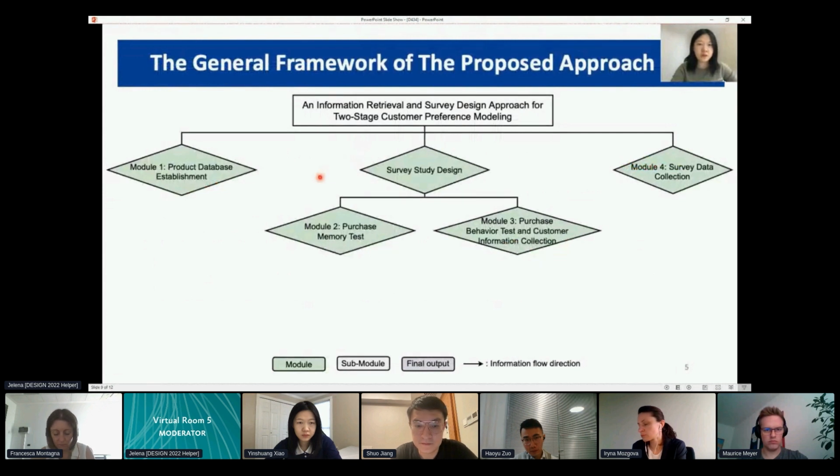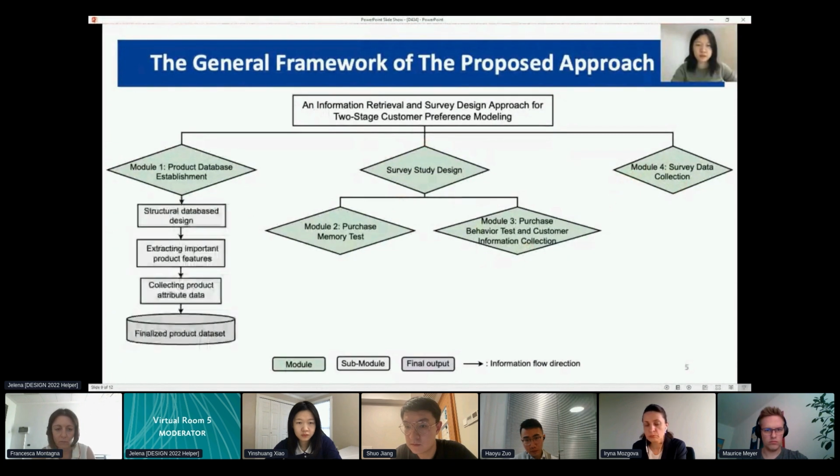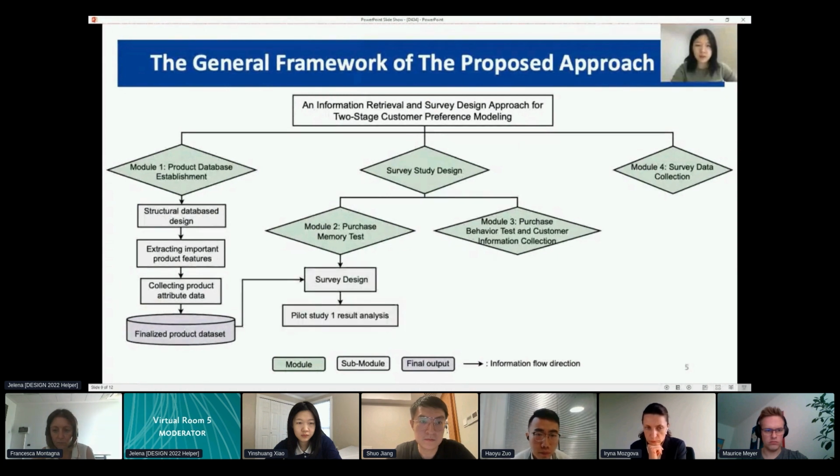It involves 4 modules: product database establishment, 2 modules in survey study design, and survey data collection. In Module 1, we construct a product database and collect product features that will be used in the survey. Then, before designing the first survey, we introduce a pilot study to test whether people can have clear memory on which products they have purchased and considered within different time periods, such as 1 month, 3 months, or 6 months.